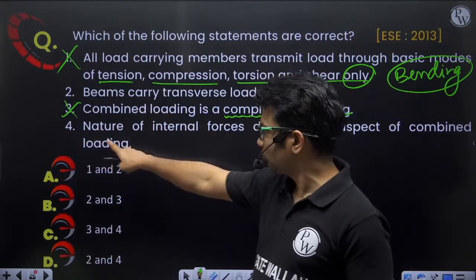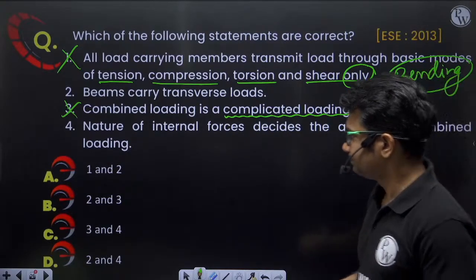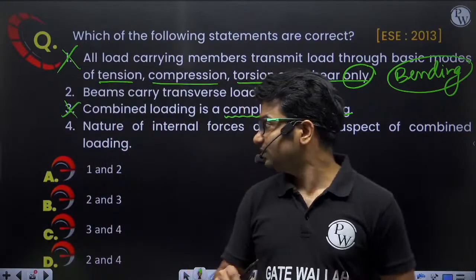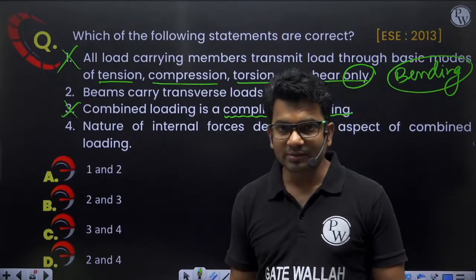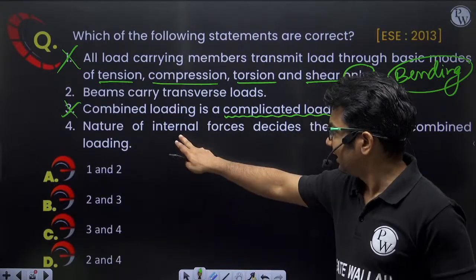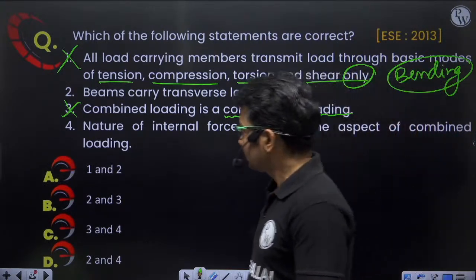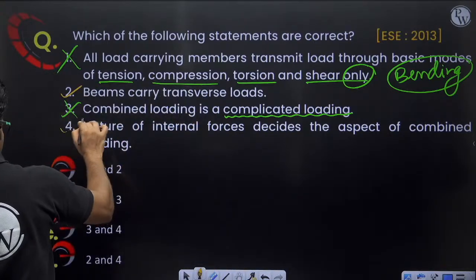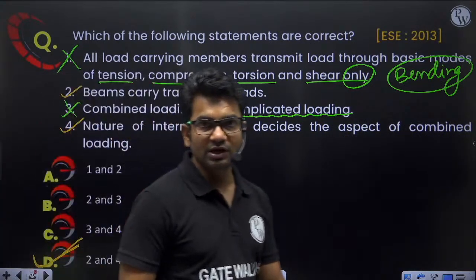But let us see the fourth option also. Nature of internal forces decides the aspect of combined loading. Whatever is the aspect of combined loading, that is decided by the internal forces. Combined loading can be bending and torsion, bending and axial force. So it is judged by internal forces. What type of internal forces are generated, right? So we'll consider 2 as correct and 4 as correct. So correct answer will be 2 and 4. Option D will be the correct answer.